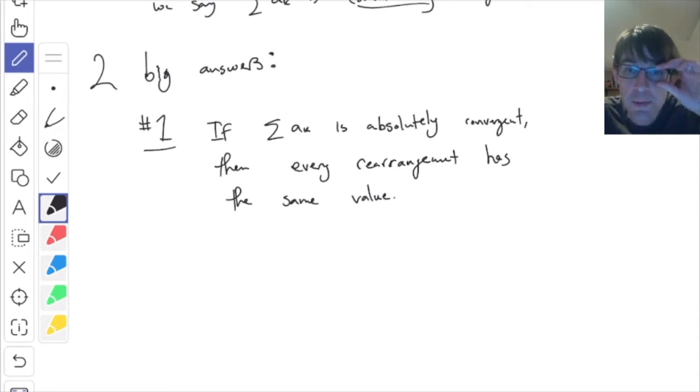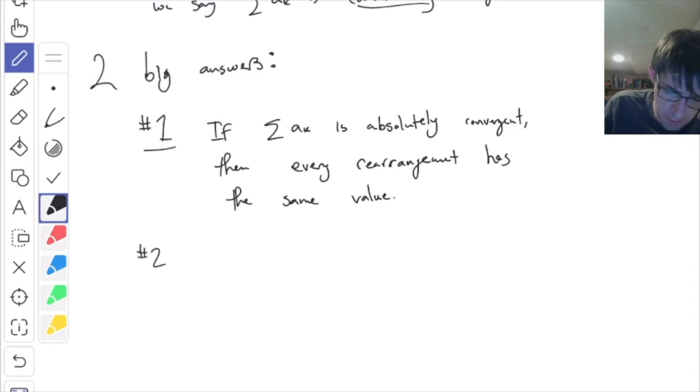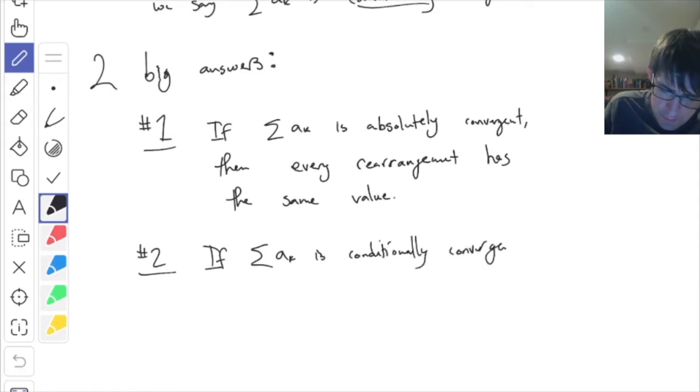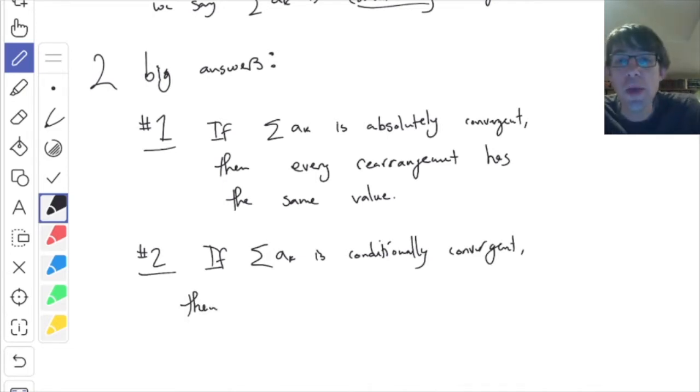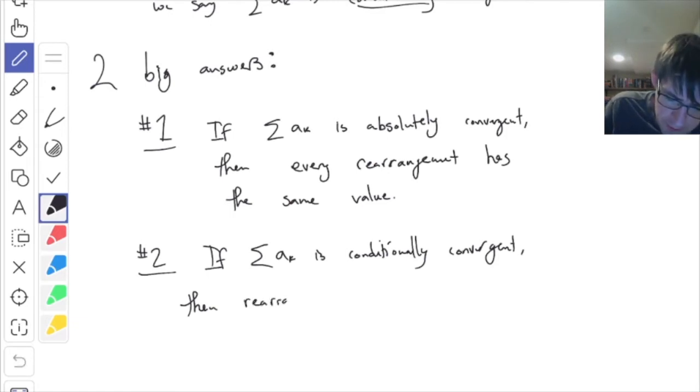What about if it is not absolutely, but if it is conditionally convergent? That means the original thing converges, but the absolute value diverges. So this is statement number 2. If the sum AK is conditionally convergent, then in this case you can get different answers by rearranging the terms. And in fact, this is my favorite part. This to me is the most surprising of all of these things. Then, well, let me say first of all, then some rearrangements can have different values, which in itself is surprising.